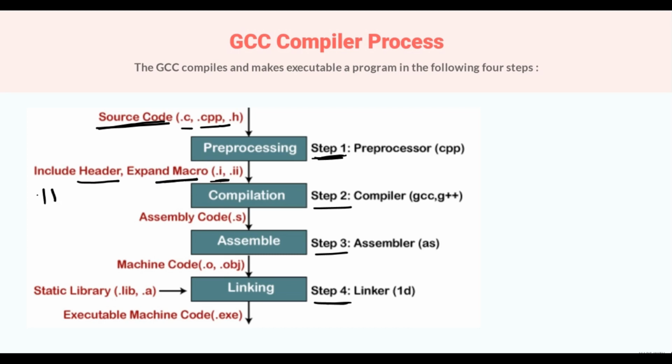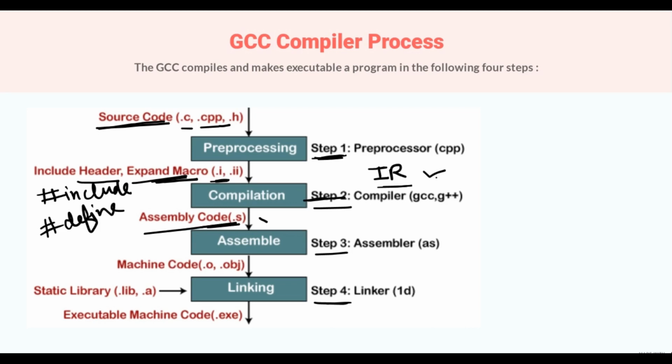Our headers are nothing but the included files, and expanded macros are nothing but what is defined. We already know these are the things that will be in the intermediate file. So till now we got the intermediate file, that is nothing but IR. After getting the intermediate file, we will pass this pre-processed file into the second step, that is compilation. It will compile this intermediate file into the assembly code. Assembly code is nothing but the .s file.